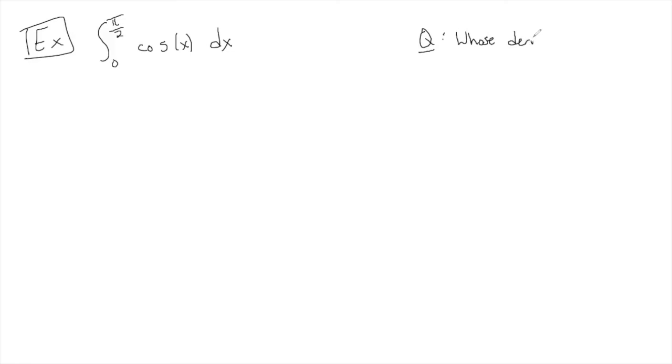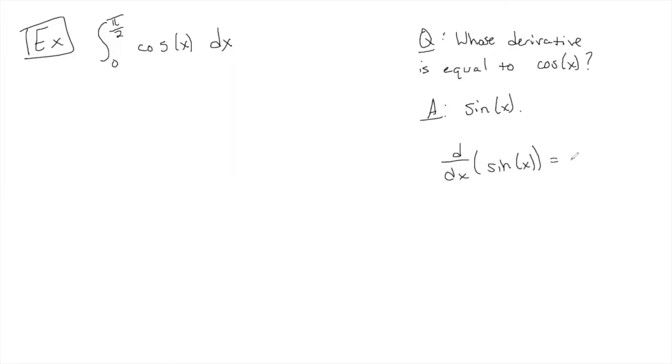Okay, so the question is, again, whose derivative is equal to cosine of x? And the answer should be pretty easy. Is sine of x, right? Derivative of sine is cosine, right? That's just something we have memorized, right? The proof is a little complicated.